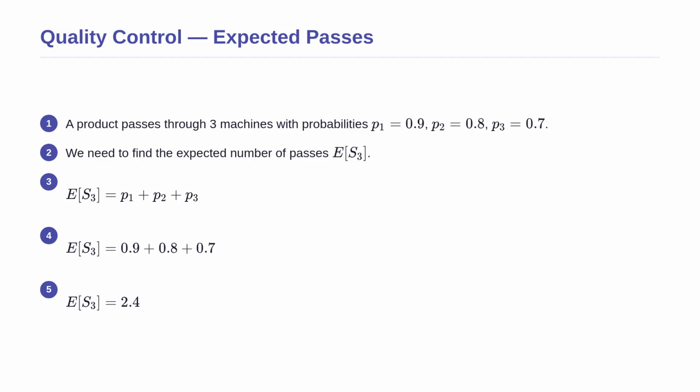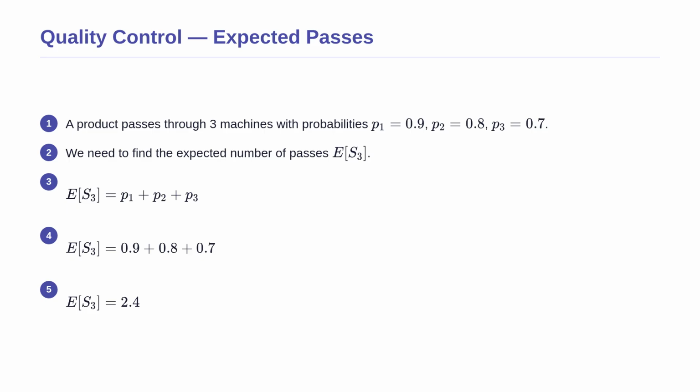Let us see this in action with a concrete example. A factory uses 3 different machines to test a product sequentially. The first machine is brand new with a pass probability of 0.9. The second is older with a probability of 0.8, and the third is very old with a probability of 0.7.